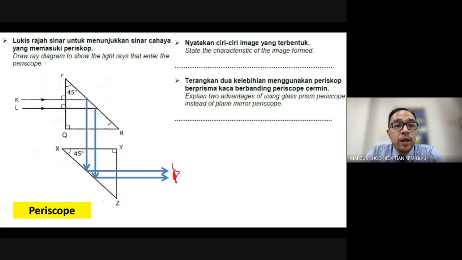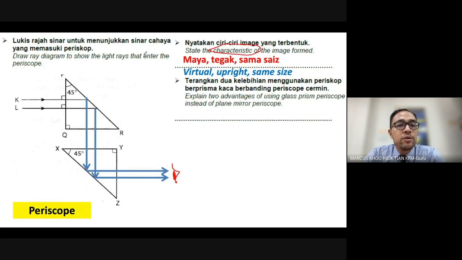So the characteristic of the image formed will be virtual, upright, and same size. I will talk about the characteristic of the image in the next subtopic. This will become more important now. For now, just remember it as virtual, upright, same size. This is a very important point. I want to highlight this.